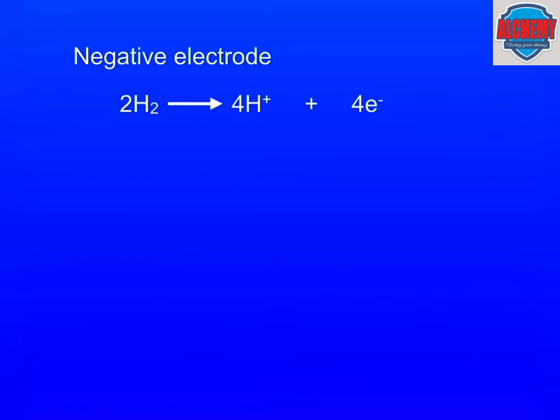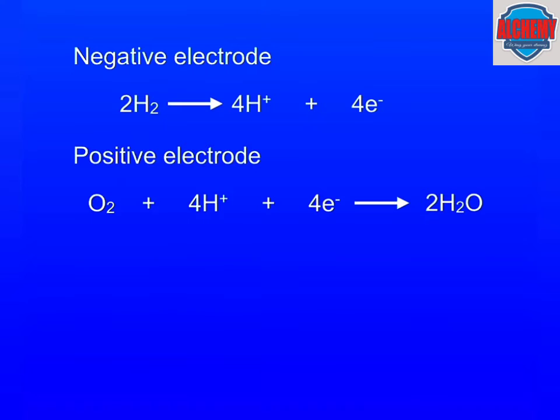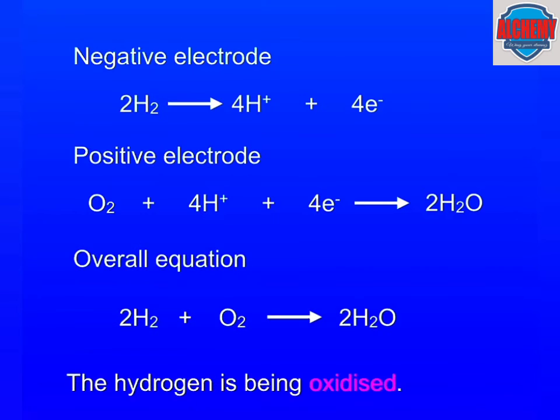The half reactions taking place in a hydrogen-oxygen fuel cell are given here. At the anode, hydrogen undergoes oxidation, and the equation is 2H2 gives 4H+ plus 4 electrons. On the other hand, at the cathode, the oxygen molecule combines with the 4 hydrogen ions and 4 electrons to form the water molecule. The overall reaction of a hydrogen-oxygen fuel cell is given by 2H2 plus O2 gives 2H2O.